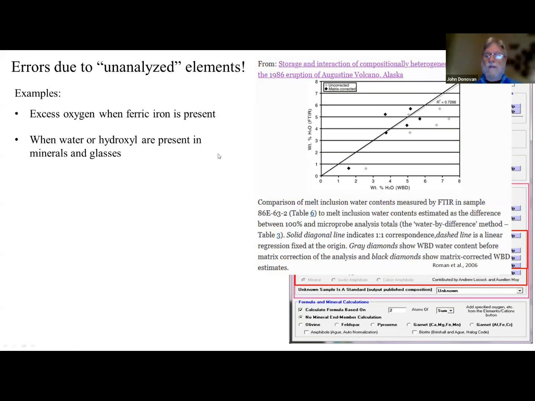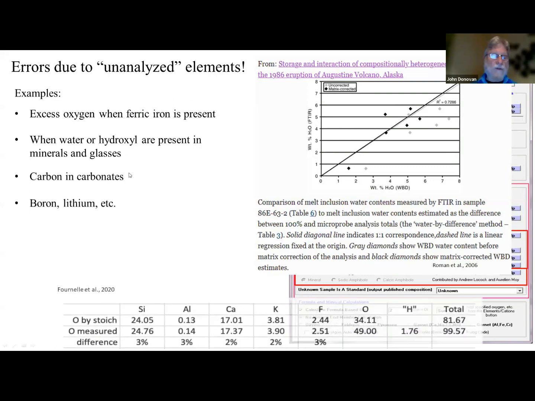And that's because, who would have thunk, water absorbs silicon K alpha X-rays, and it absorbs all X-rays, but silicon being the dominant element in a rhyolite glass, you have to account for that. Okay, and then of course carbon and carbonates and all those things.